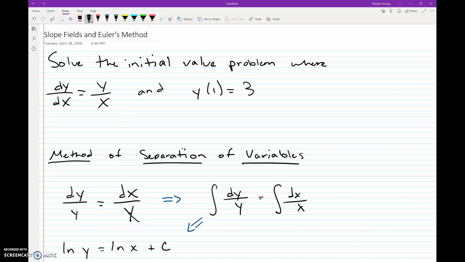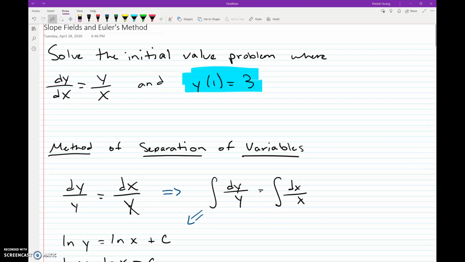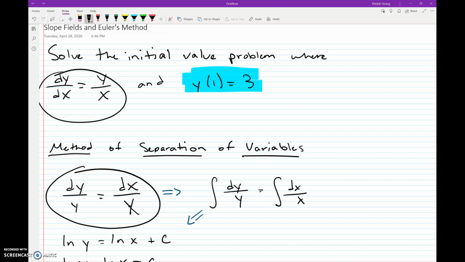So the first example is we're going to solve this initial value problem where dy/dx is equal to y divided by x and y of 1 is equal to 3. I'll talk more about this part later. But first, we're going to use the method of separation of variables. We have covered this in class before, but to go through it, if dy/dx is equal to y over x, one thing we can do is multiply both sides by dx and divide both sides by y, and we'll get dy divided by y is equal to dx divided by x.